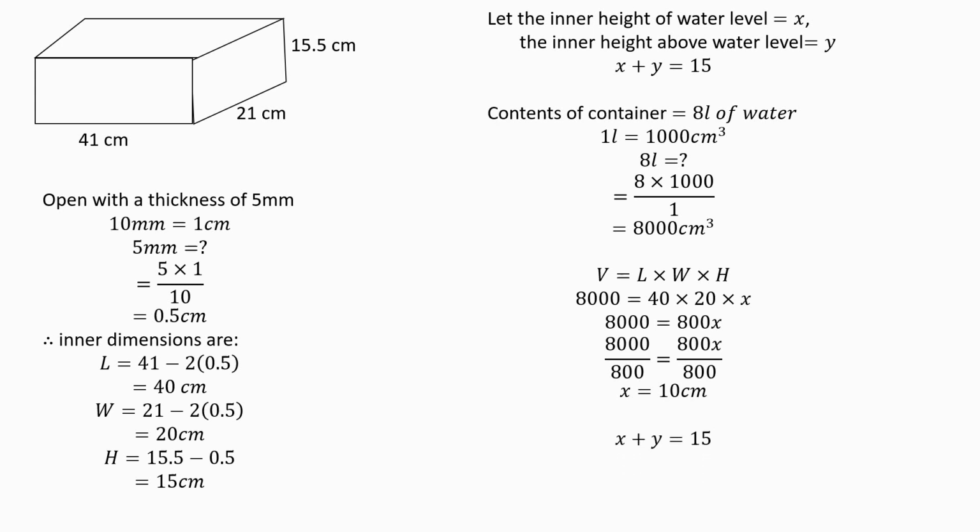Then remember we had said that x plus y is equal to 15, and we've obtained that x is 10. So we subtract 10 from both sides to remain with y, and y is 5 centimeters. Therefore, that means the inner height above the water level is 5 centimeters.